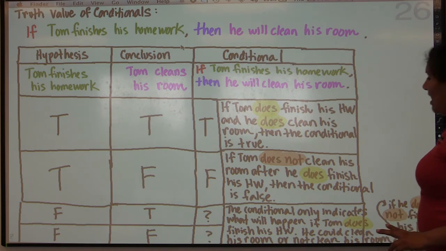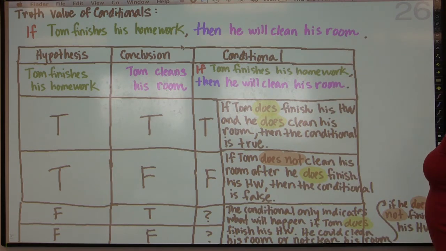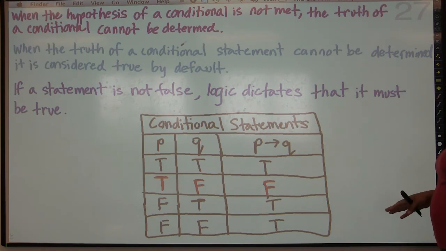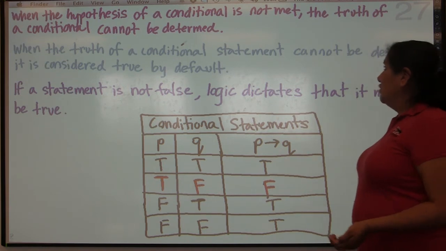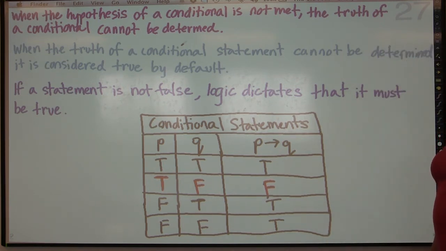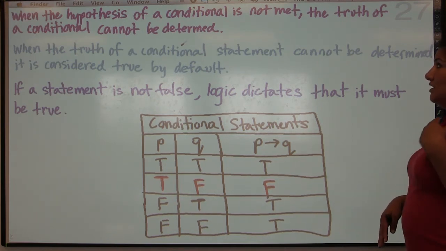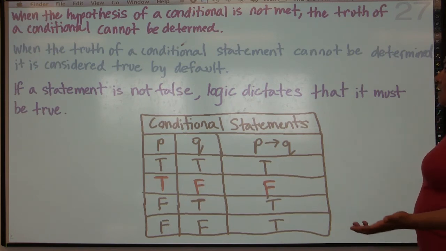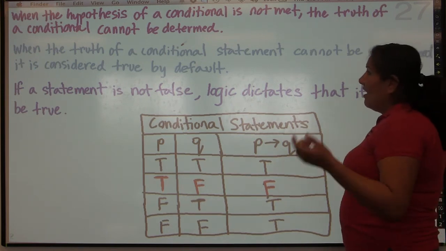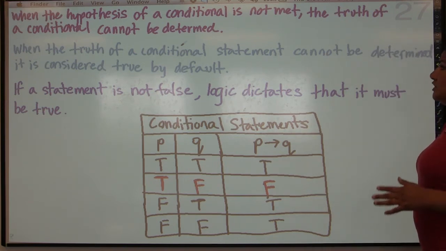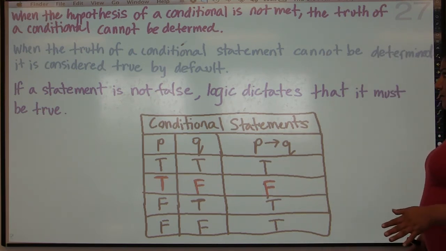He could choose to clean his room or not clean his room if he doesn't finish his homework. Okay, so we have these question marks here, so I'll talk about that for a little bit. Over here, we have a couple of statements. We want to summarize this for conditionals. When the hypothesis of a conditional is not met, hence it would be false, like if he didn't finish his homework, then the truth of a conditional cannot be determined. We do not know from that information whether or not he cleaned his room, because the conditional never stated what happens when the hypothesis is not met. So the first thing we have to say is that when the hypothesis of a conditional is not met, the truth of a conditional cannot be determined.